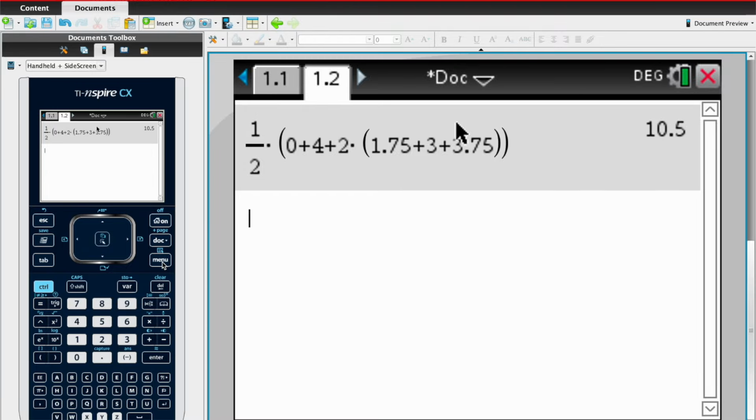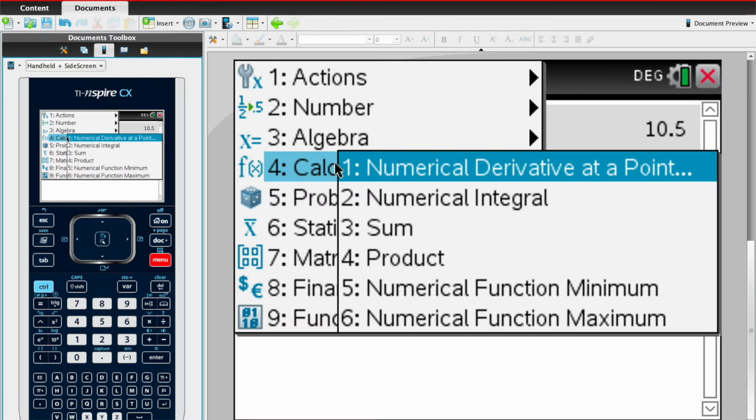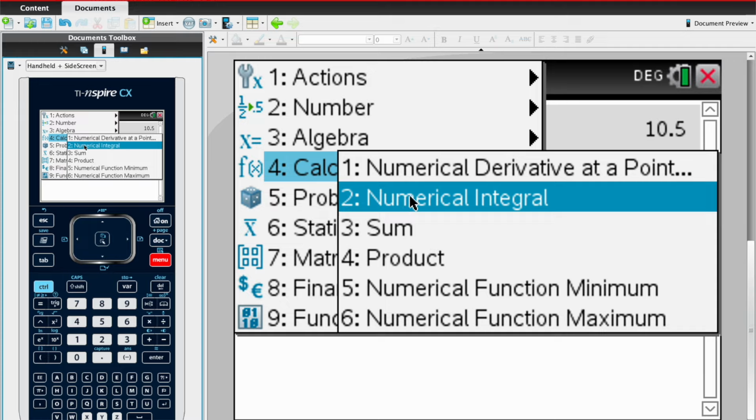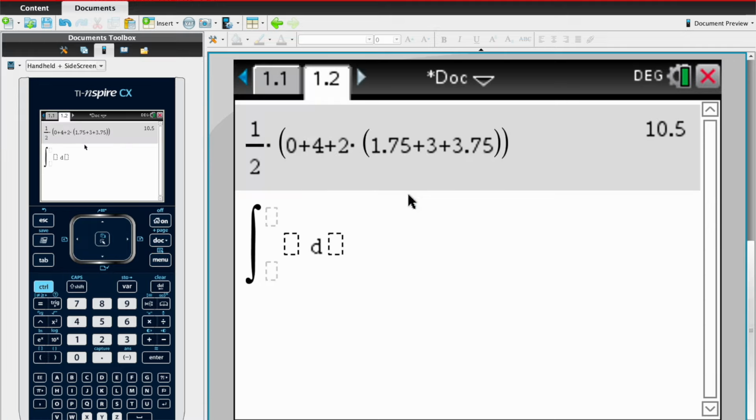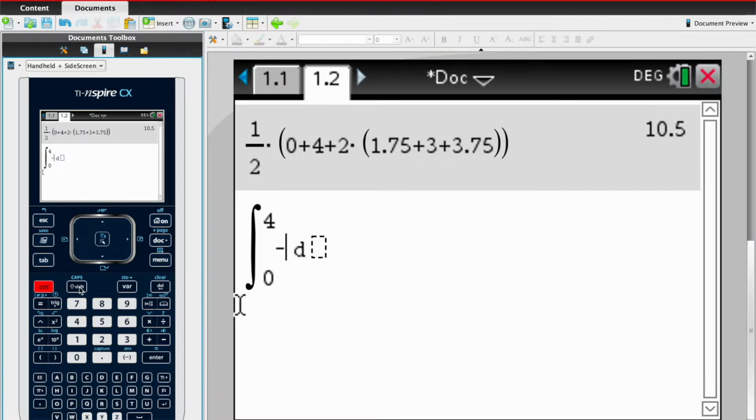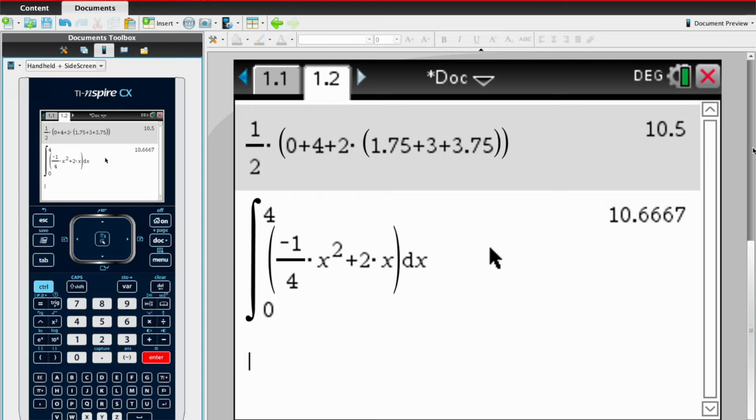So here we are. Here's a calculator. Let's go to calculus. In this case, we want to find the numerical integral. And we want to find the sum from 0 to 4 of this function that starts with negative 1/4 and so on, plus 2x. dx is already given to us. How do we choose that it's dx? It just needs to match the variable. All right, 10.666 and an infinite number of 6's. So we can just write it as 10.7 to 3 sig figs.